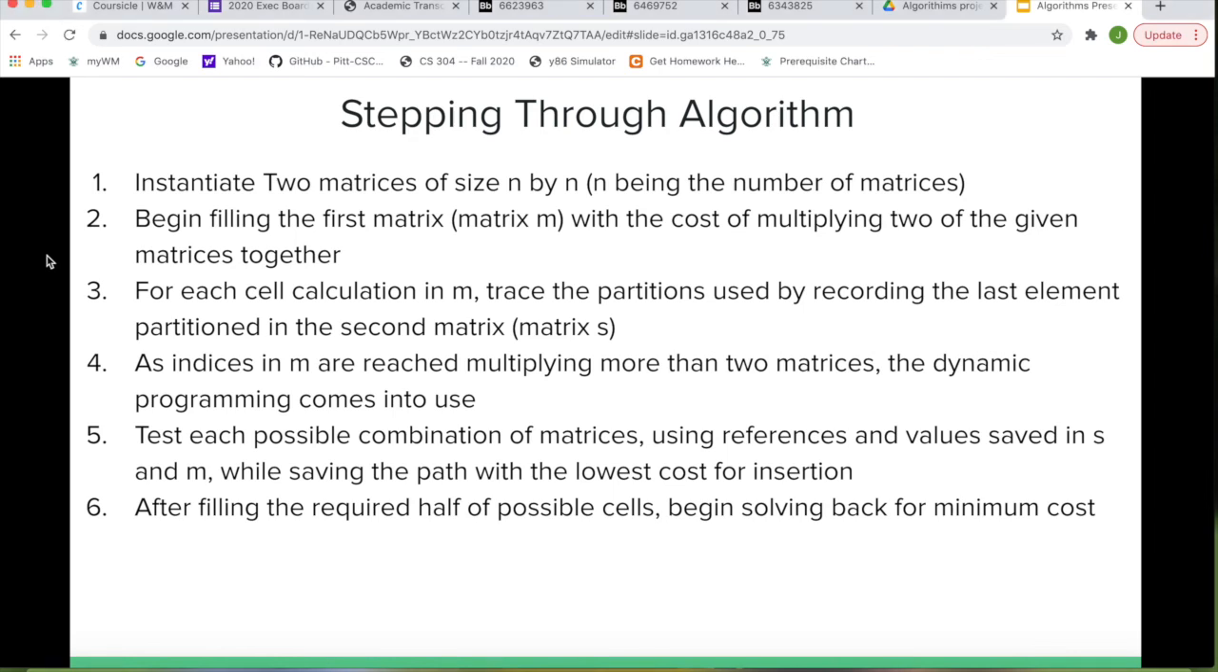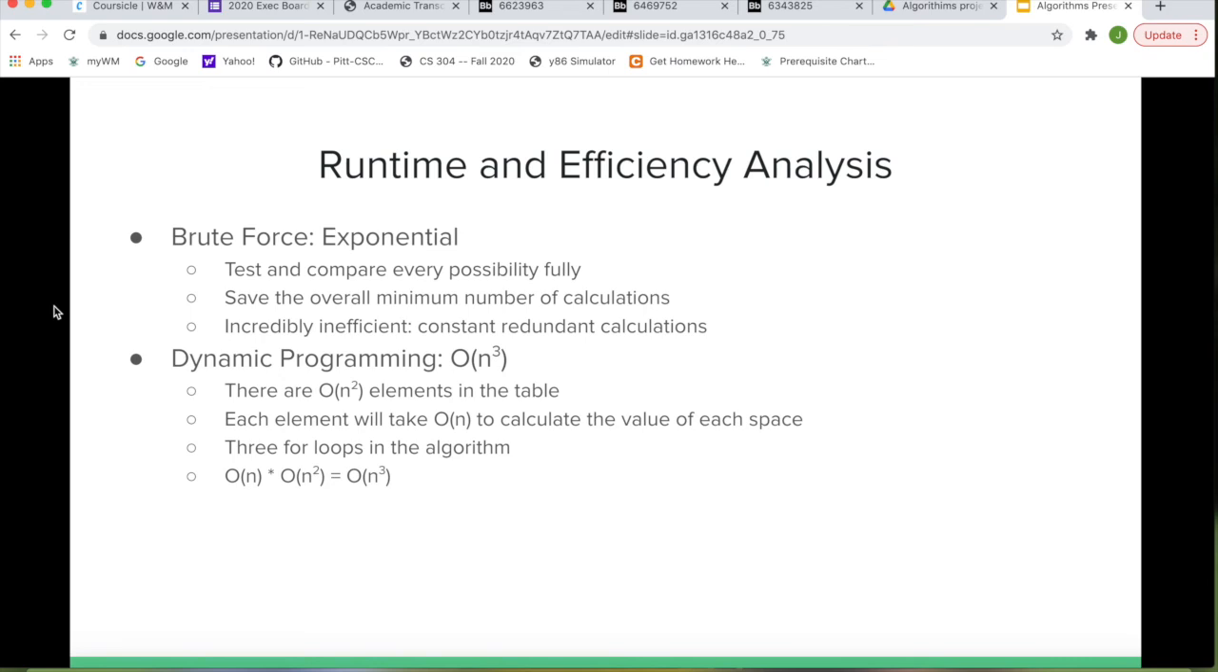Now, what is the runtime and efficiency of this algorithm? The first thing I want to look at is just the naive approach, the brute force approach. What this does is it tests all possible means of parenthesizing and possible combinations that we could have to find the most efficient, the minimized number of calculations. It's an incredibly inefficient algorithm, and the reason is because you're going to have constant redundant calculations and constant redundant iterations through the matrices.